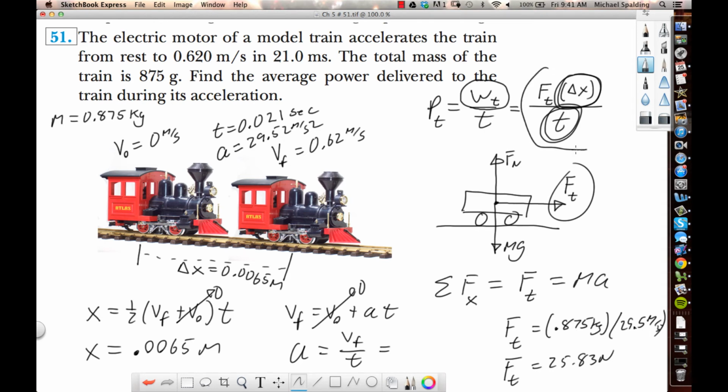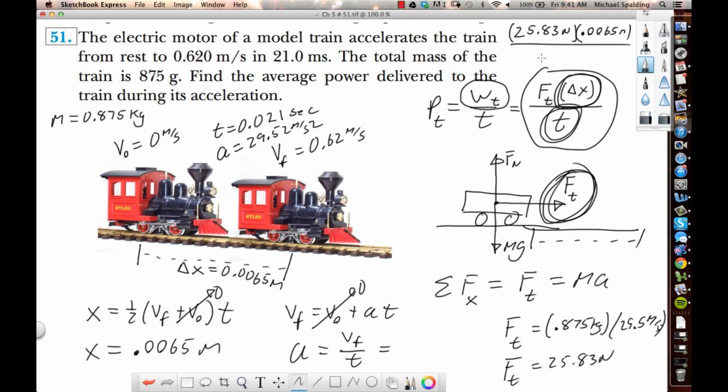I'm going to plug into this equation right here. The force of the train engine is 25.83 newtons. The displacement that the force acts: is the force parallel to the displacement? Whenever you use the work equation, force and displacement have to be parallel. Is the force of the train parallel to the displacement? Yeah, so we're good. The displacement was 0.0065 meters, and that all took place in a time of 0.021 seconds. You punch that in, and you find out that the power of the train is 8 watts.